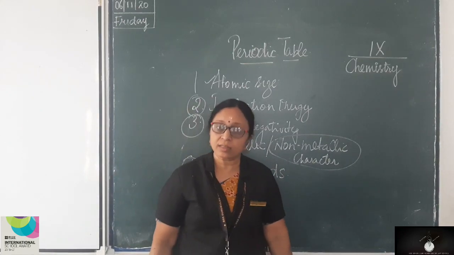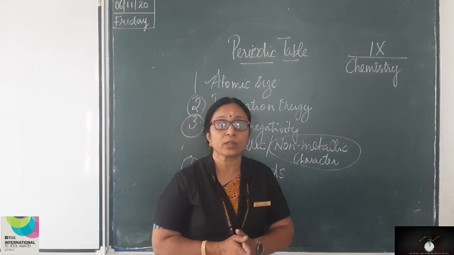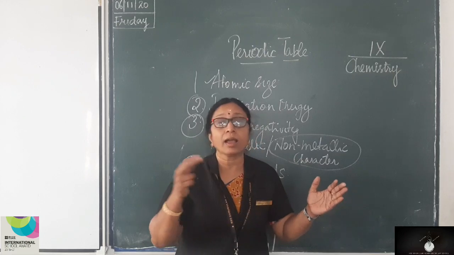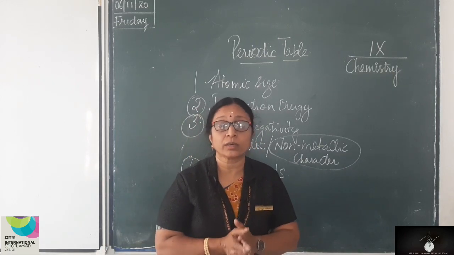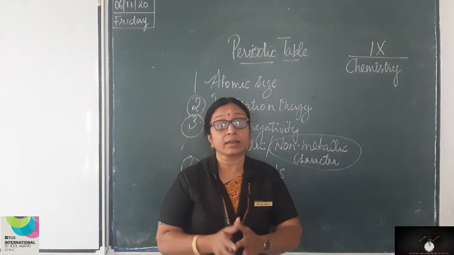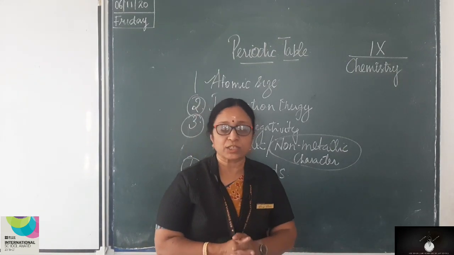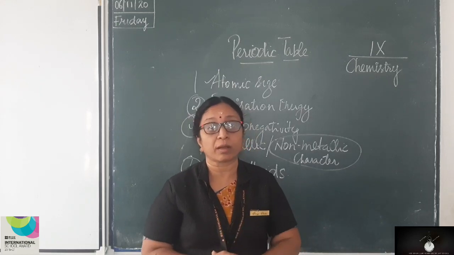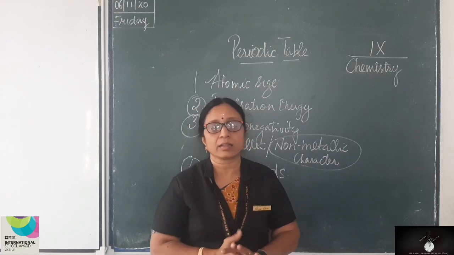What are metalloids? Metalloids are elements which exhibit the properties of both metals and non-metals. Examples: germanium, silicon, tellurium, arsenic, antimony. These are some of the examples of metalloids. You will learn more about these very useful elements in higher classes.